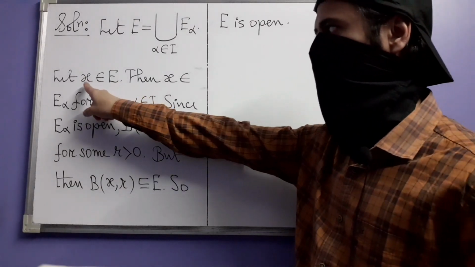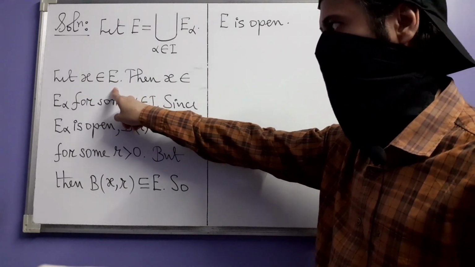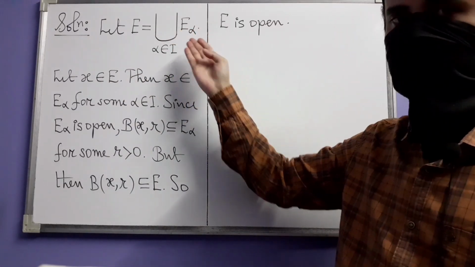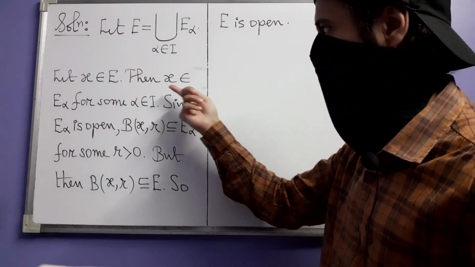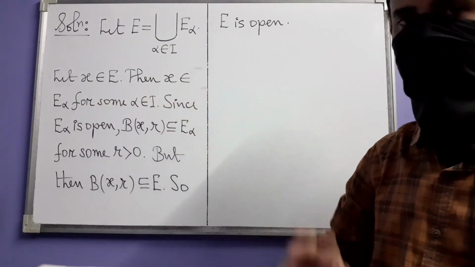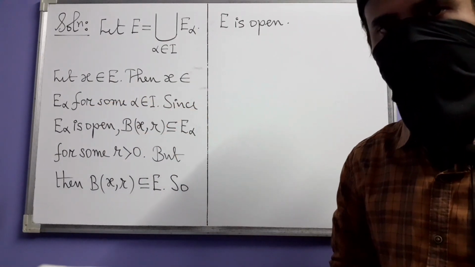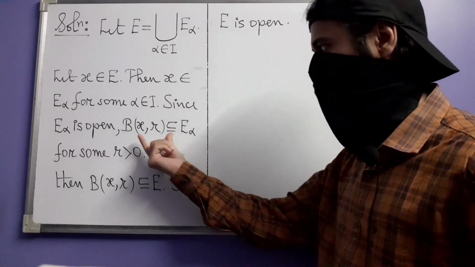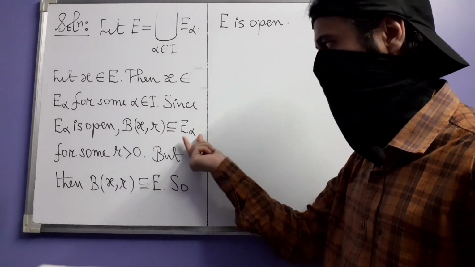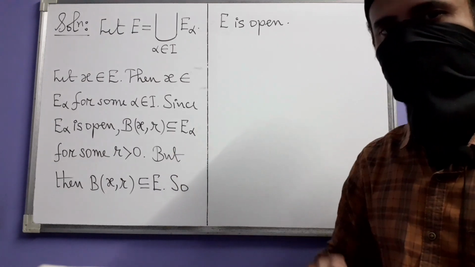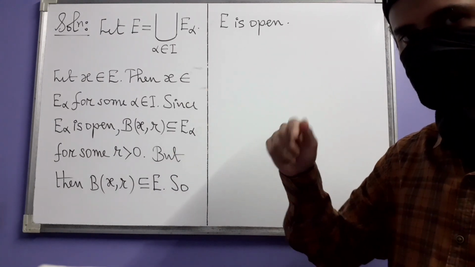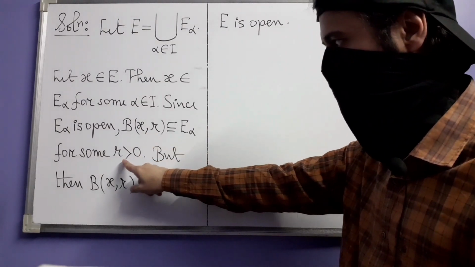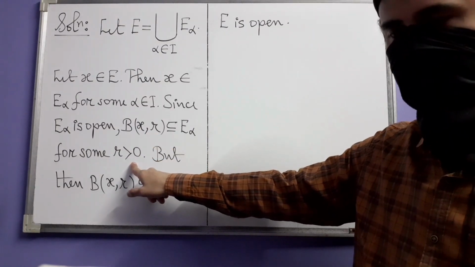And then we take an arbitrary point X in E. Now because E is this union, X will belong to some E alpha. Then X belongs to E alpha for some index alpha in the index set I. But E alpha is open, and so some ball centered at X will be entirely contained in E alpha by a previous part of this same theorem. And that ball will have some radius, which is some positive real number R.